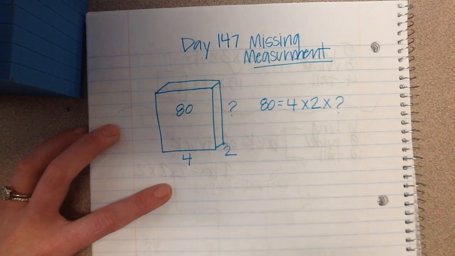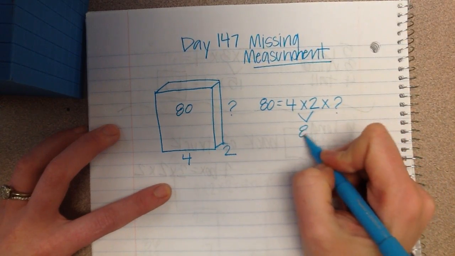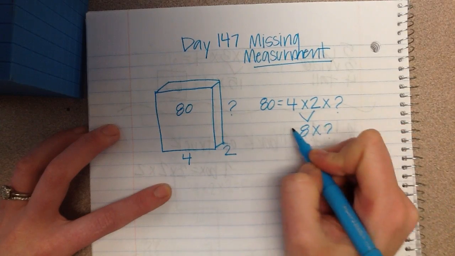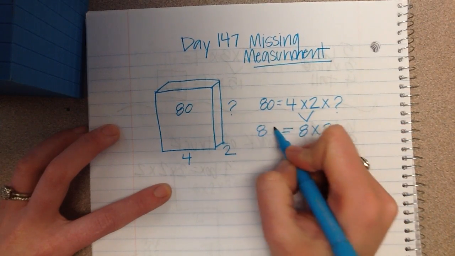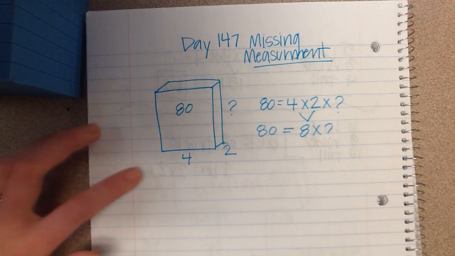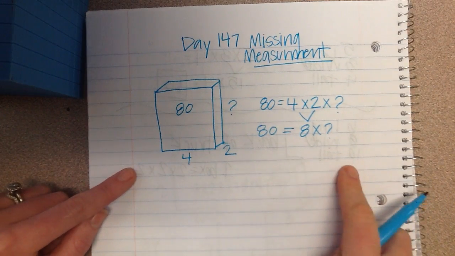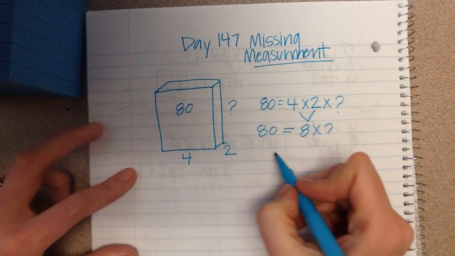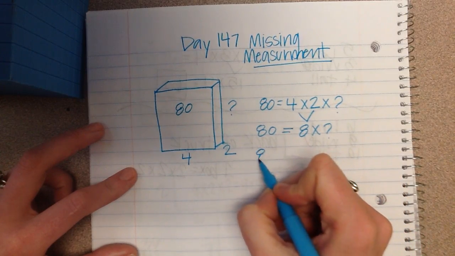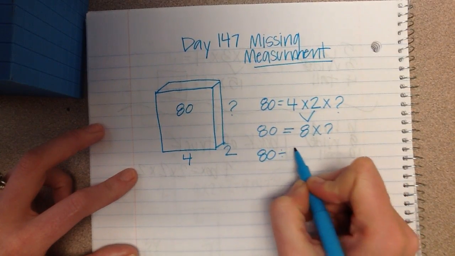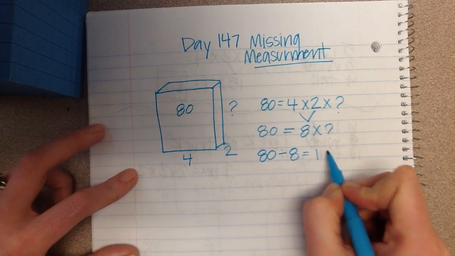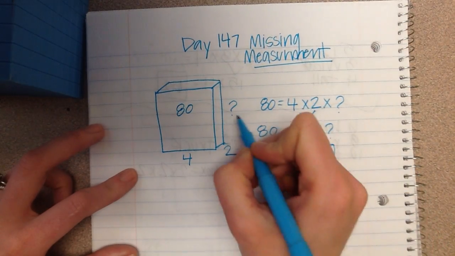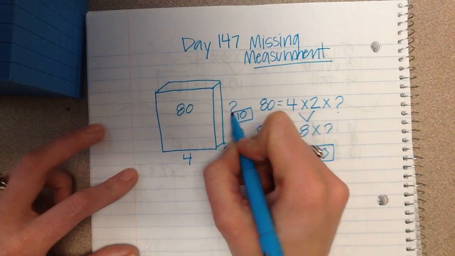Okay, so we're going to put this together, and that's going to get 8 times what equals 80. I can say 8 times what equals 80, or I can bring it over to get 80 divided by 8 equals 10. So that means my answer here is 10.